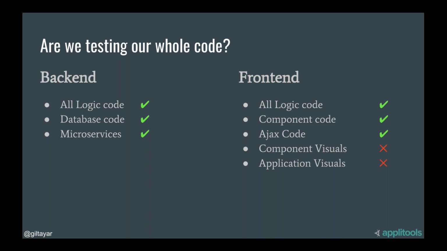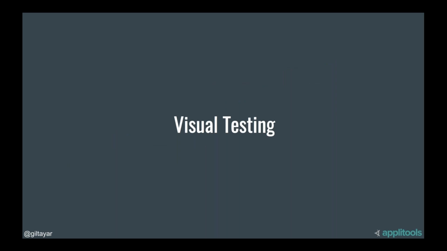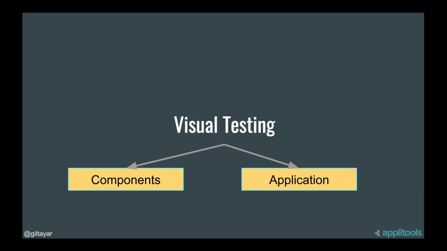We're not testing component by component, like unit tests for component, but visual. And we're not testing the whole application integrated together to see whether it still looks okay. So, yep, two missing pieces of the puzzle: component visuals and application visuals, which obviously brings us to visual testing. And it's two main ways: component testing and application testing. We'll see it's the same tools used in both, but in slightly different ways.